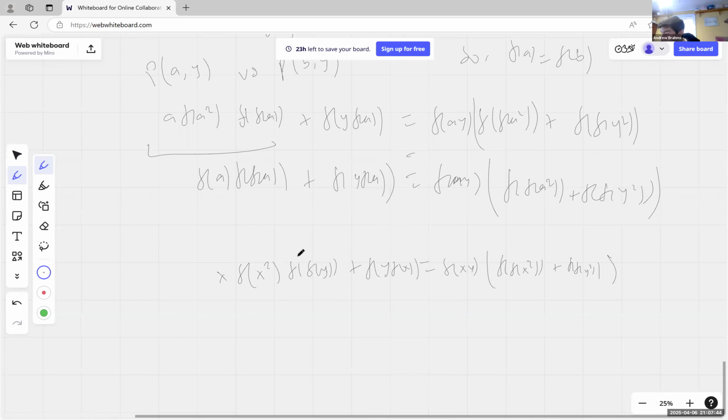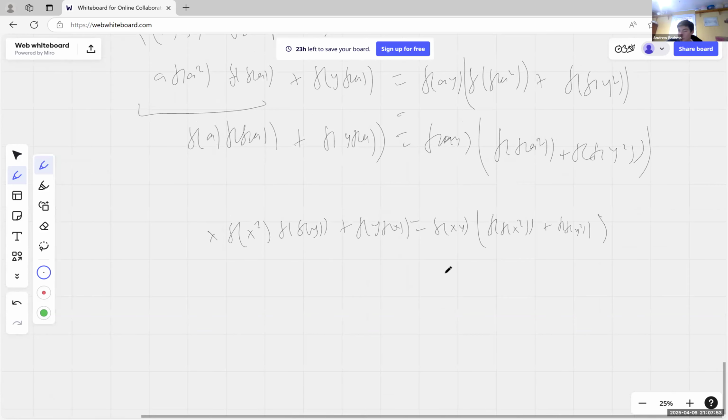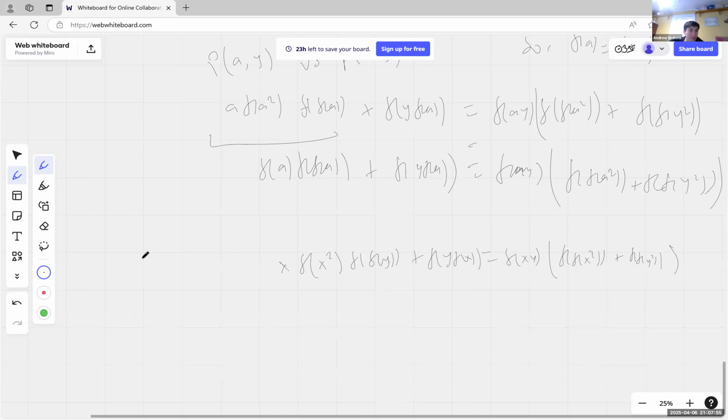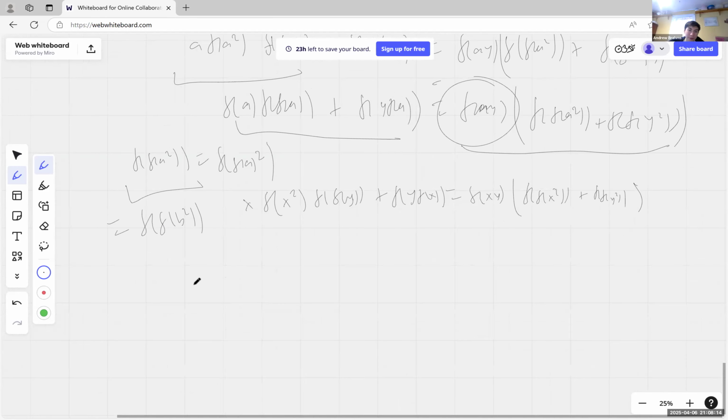Now, since we have that f(a)^2 is equal to f(a)^2, this is actually going to be equal to f(b)^2. So basically everything in this equation is identical except for this f(ay), right? So we therefore have that if f(a) is equal to f(b), then f(ay) is equal to f(by) for all y.